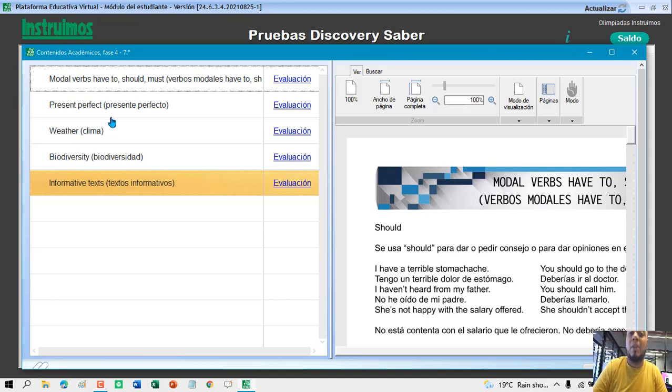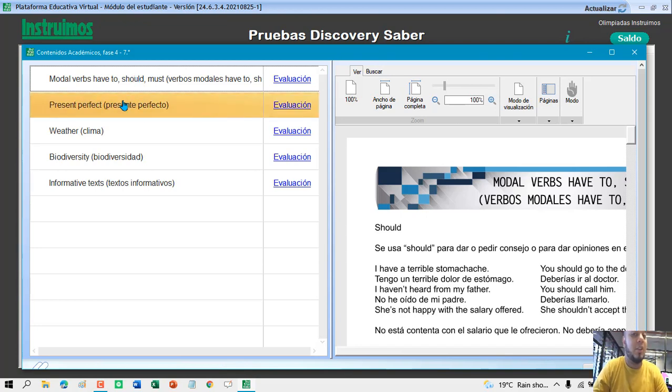So remember, for example, this topic about the modal verbs, we already studied that topic. Remember, it was in the second term. So the present perfect is a new topic, but it's actually kind of easy. So I'm going to explain to you briefly how you're going to answer this question correctly.